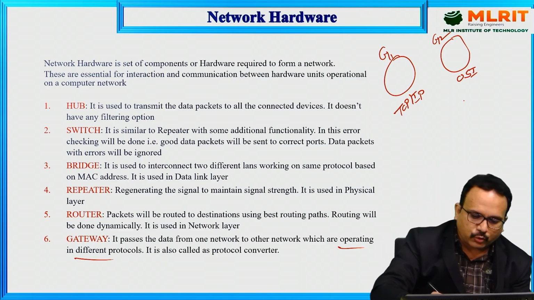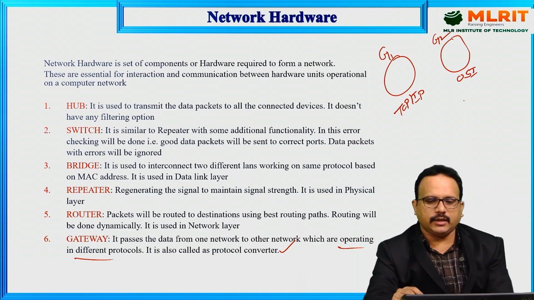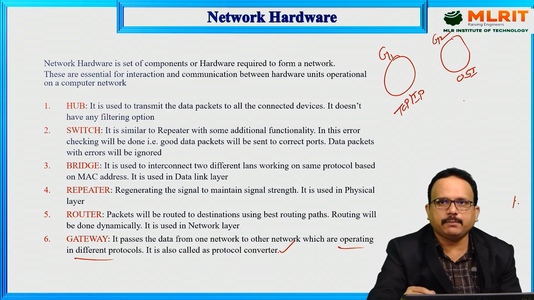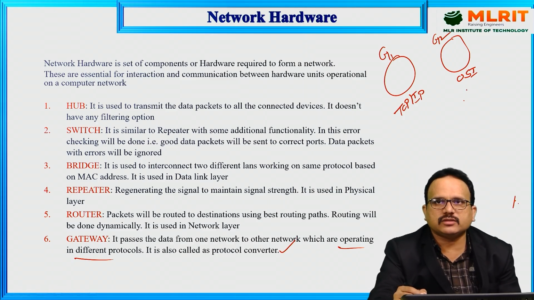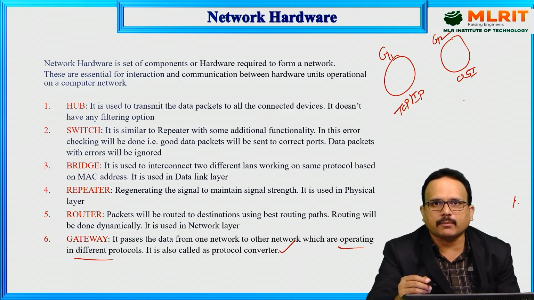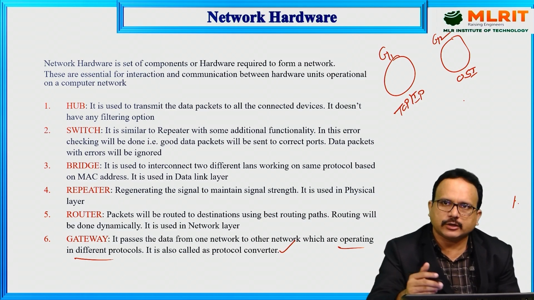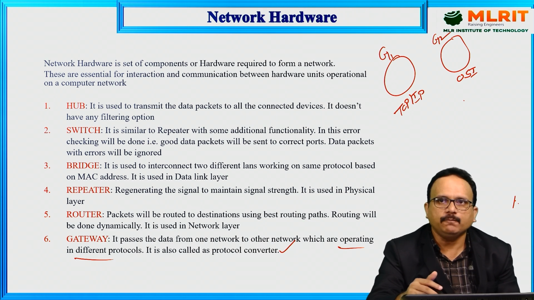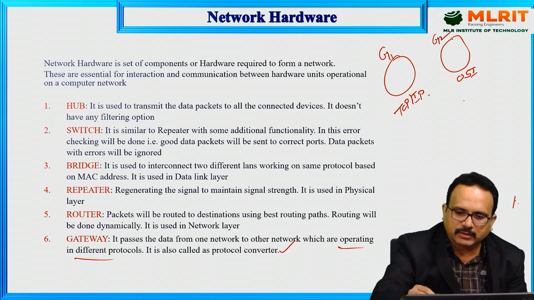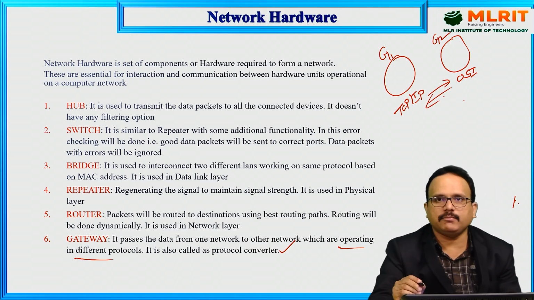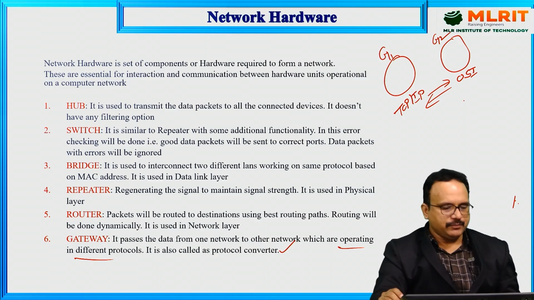It is also called a protocol converter. So actually what happens here is that TCP/IP has one kind of mechanism and the OSI protocol has another kind of mechanism, so both of them do not match. So this particular gateway will provide conversions either from OSI to TCP/IP or from TCP/IP to OSI. Anything can happen, right? So this gateway is responsible as a protocol converter.